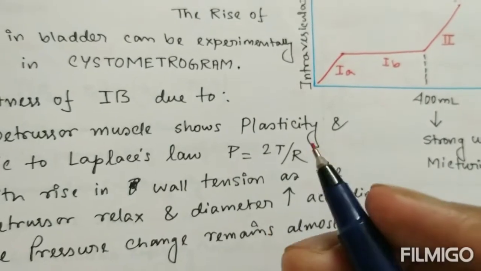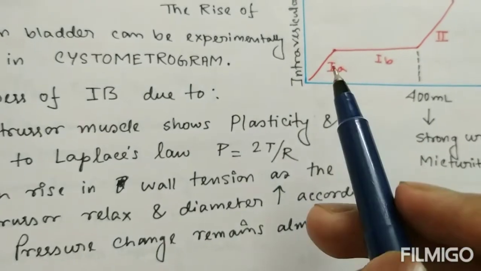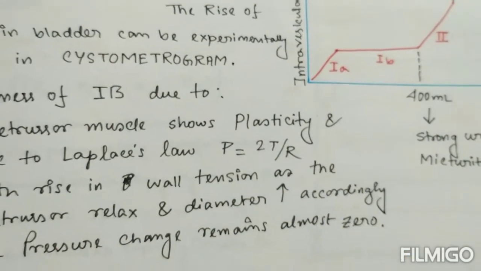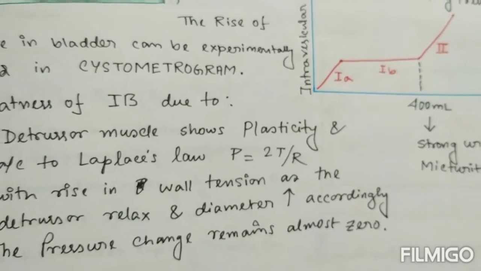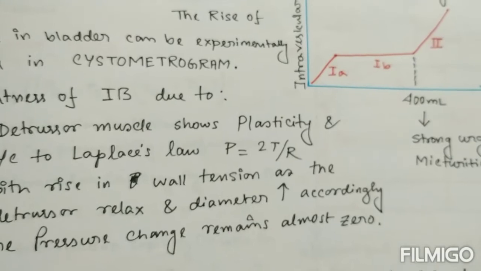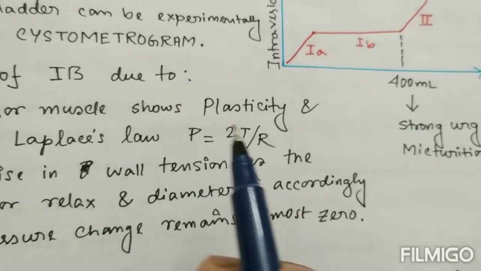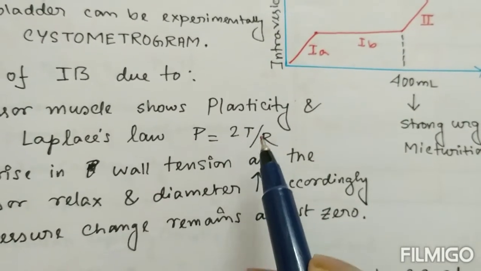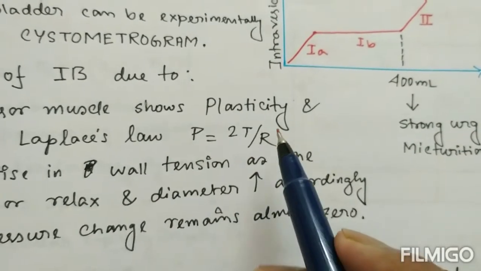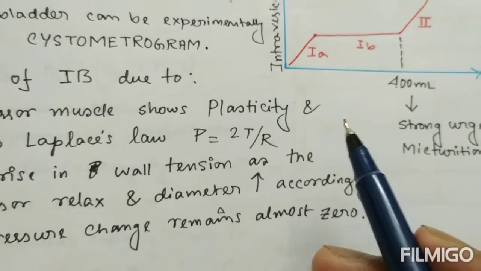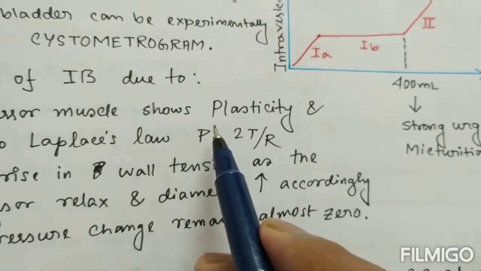After a certain limit, that is after a certain tension change, the detrusor muscle shows plasticity, and after that it will be relaxed. So the radius of the bladder is also increased. As we increase the tension with more volume entry, the radius is also increasing simultaneously, so that the ratio is constant and there is no pressure change.